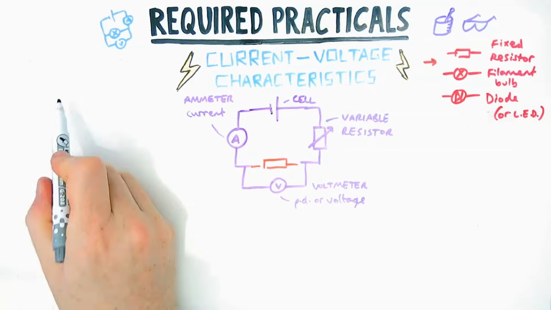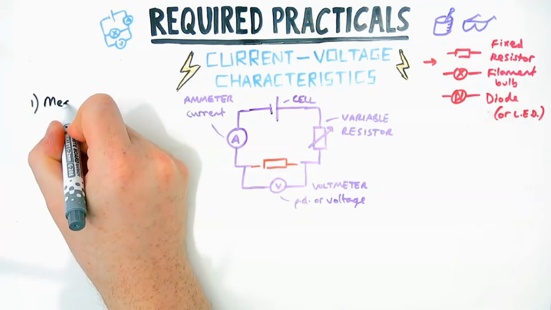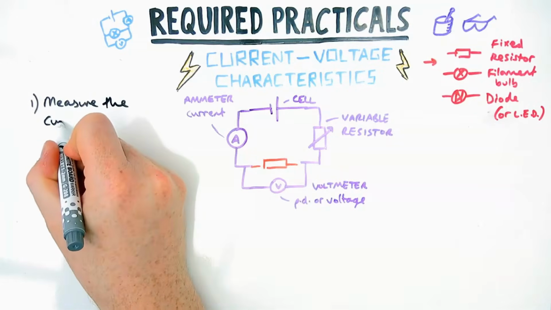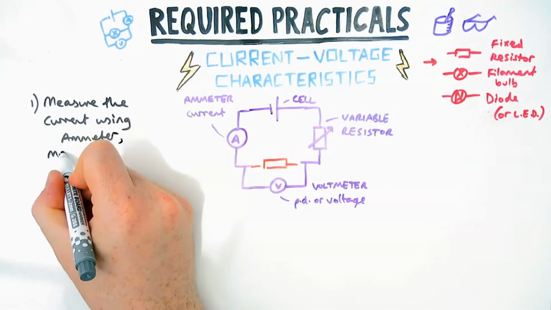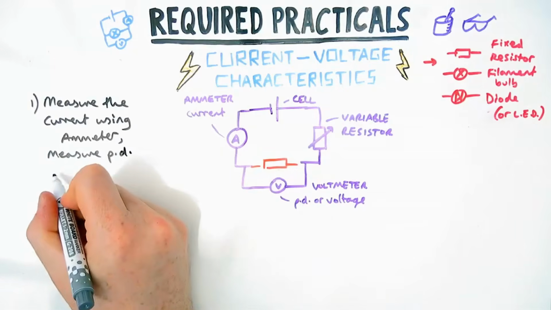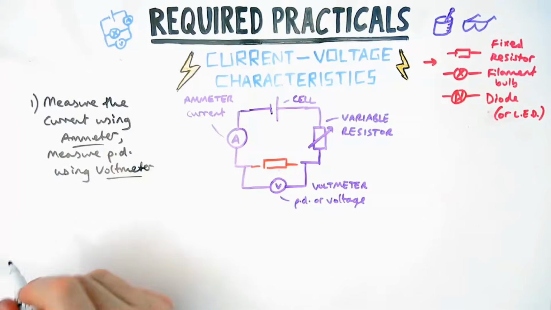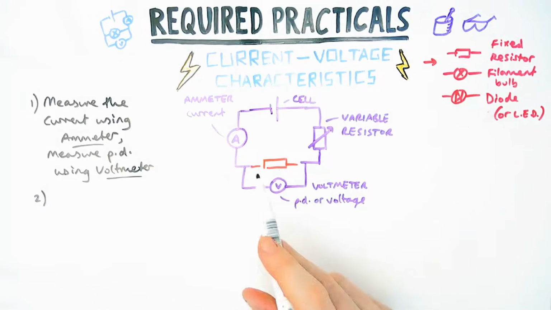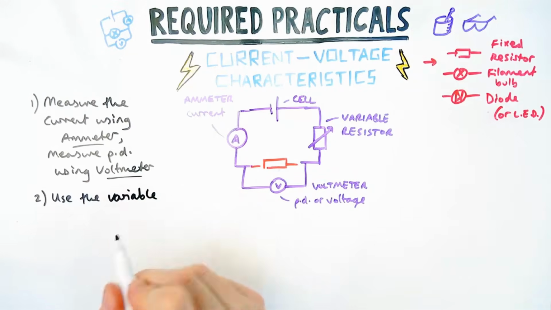Let's have a look at what we could be asked to write down. First things first, we're going to talk about the experiment and the circuit we've got. We're going to measure the current using the ammeter and measure the PD using the voltmeter. That should be nice easy marks straight up. Next, this is where the variable resistor comes in. We're going to use the variable resistor to change the resistance.